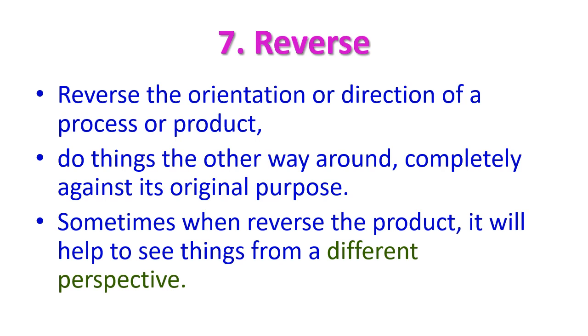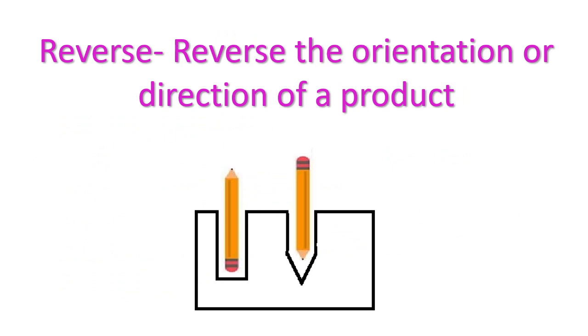The next one is reverse, and it concerns the orientation or direction of the process or product. That is, we need to reverse the direction of the process, which is called reverse, and do things another way around. It will be completely against the original pose because we are reversing the direction of that product. And sometimes reversing the product will help to see things from a different perspective. For this, reverse is very important. So here we reverse the orientation or direction of the product.